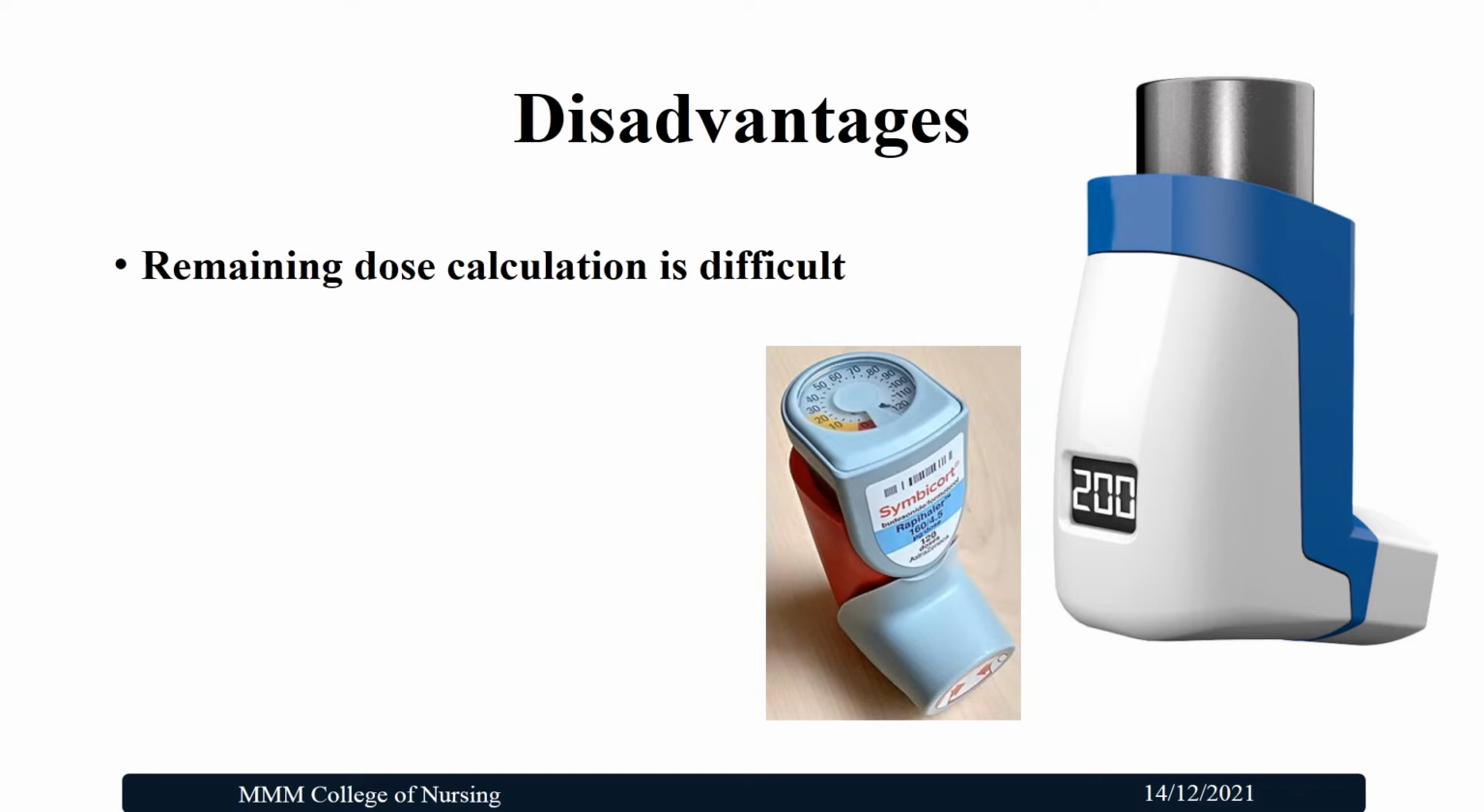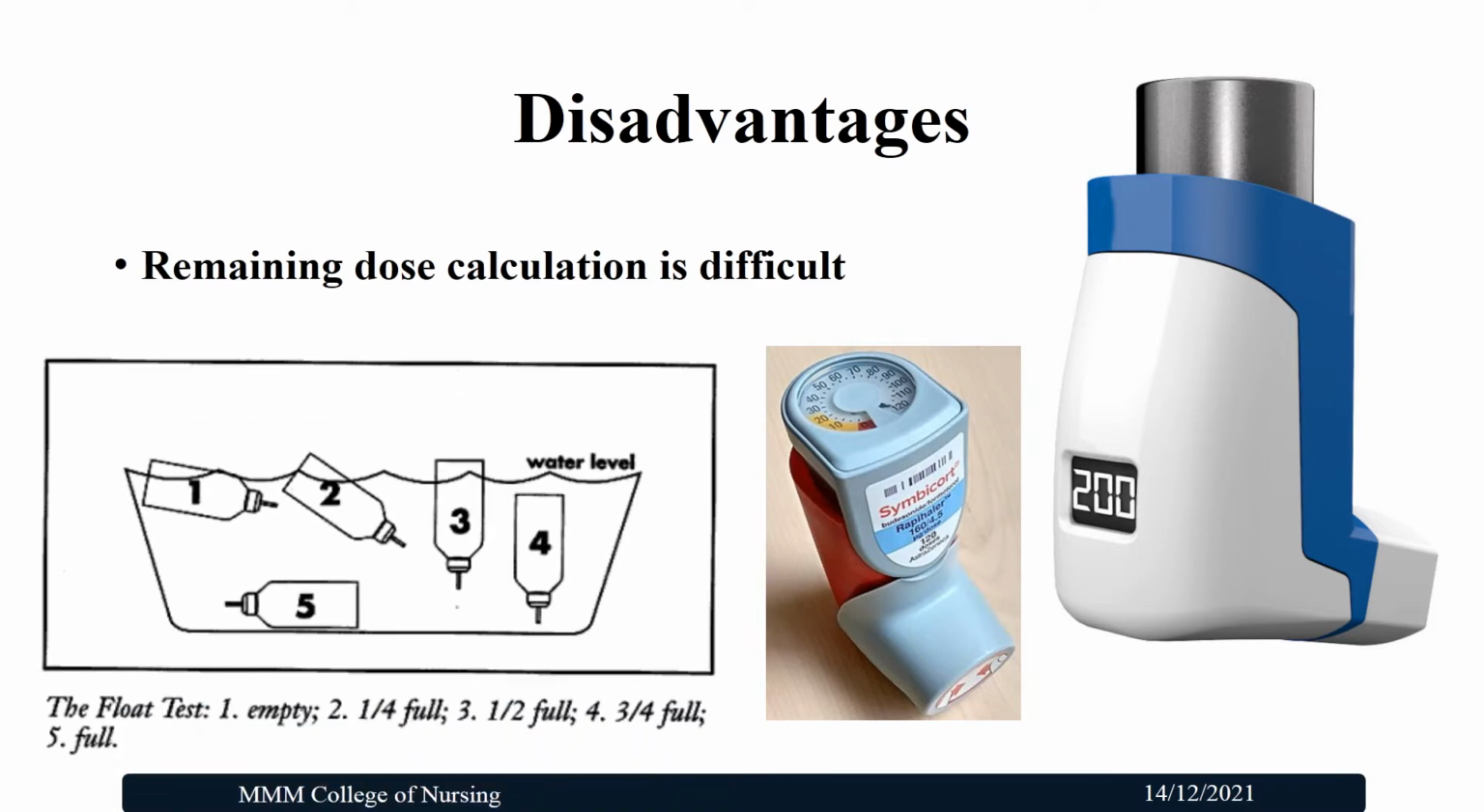Even there is a test, the floating test, to identify the medication level in the conventional metered dose inhalers. When we put it inside a bowl of water, if the canister is full of medicine, it will rest at the bottom. Then, as shown in the figure, 4, 3 and 2, according to the level of medicine it will float inside the water. When the canister is completely empty, we can see the container floating on the water surface.